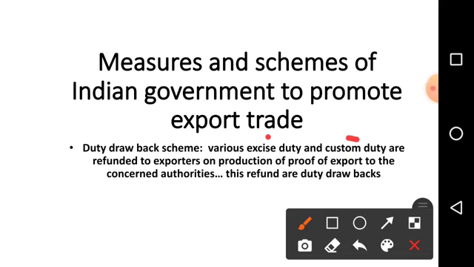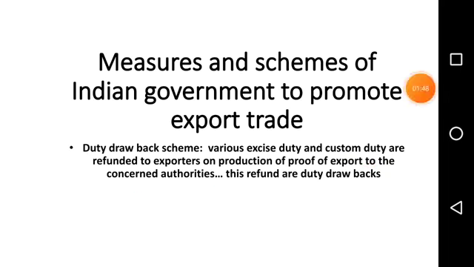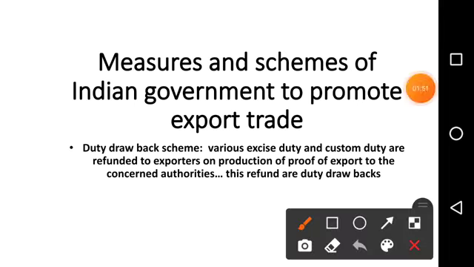But if he gives the proof that he is doing export, that he is selling to other countries, if he gives one proof to the concerned authorities, then the duty or tax he has paid will be refunded. So that is called the duty drawback scheme. At first he will pay, but later if he gives a receipt or proof to the concerned authority showing he has done export, then the money he has paid will be refunded. So that is called the duty drawback scheme.